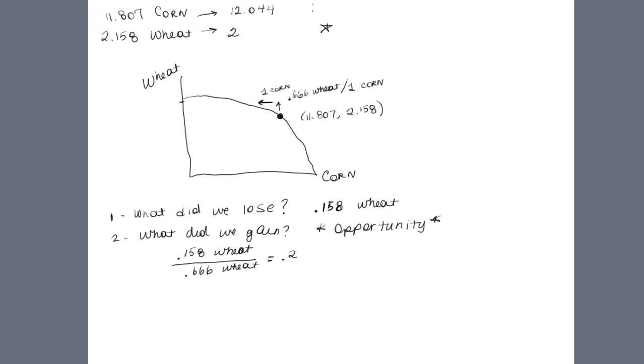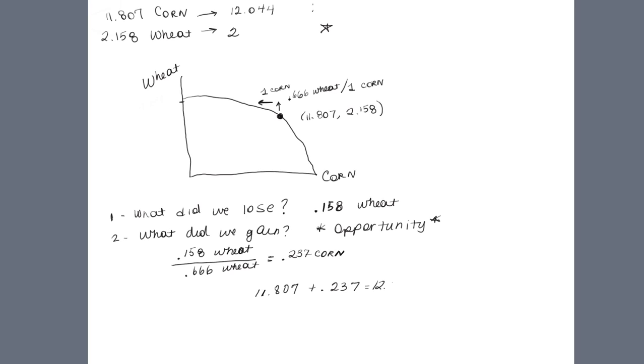Okay. This is how much corn we have gained from that production point. So if we wanted to stay on the production possibility frontier in moving from 2.158 billion bushels of wheat to 2, then we would have had to add 0.237 to our original corn production. And what this gives us actually is 12.044.